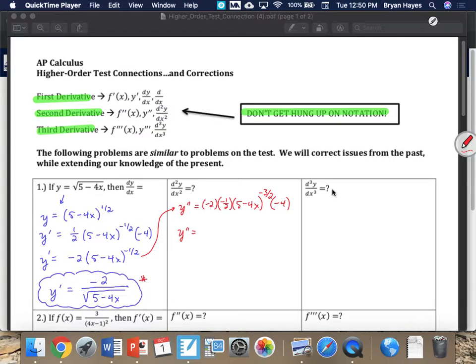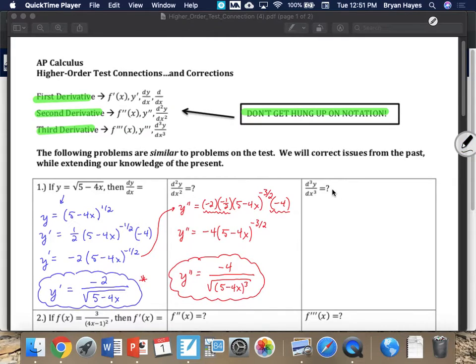Cleanup would look something like this. Negative 2 times negative 1/2, well, that's just 1. And 1 times negative 4 there is going to be negative 4 times 5 minus 4x to the negative 3/2 power. And once again, if I want to write my final answer here, we'll say y double prime is equal to negative 4 over the square root of 5 take away 4x quantity cubed. There would be our final representation for our second derivative: negative 4 over the square root of 5 minus 4x cubed.